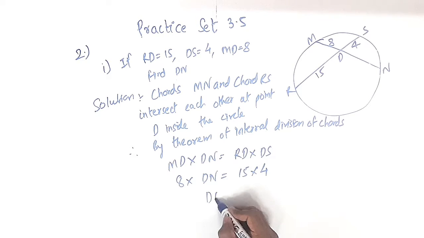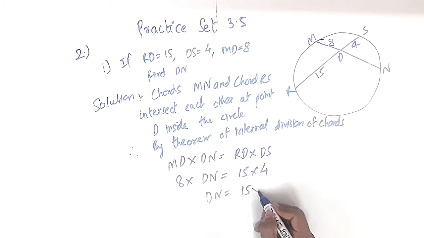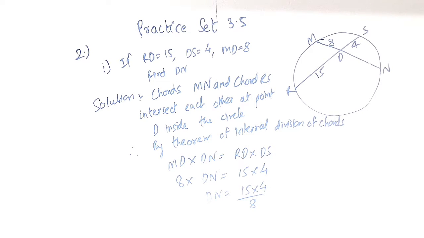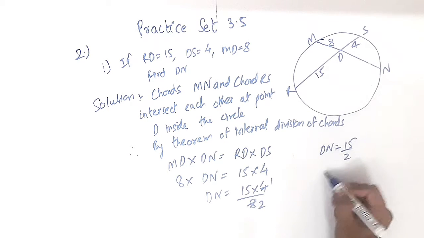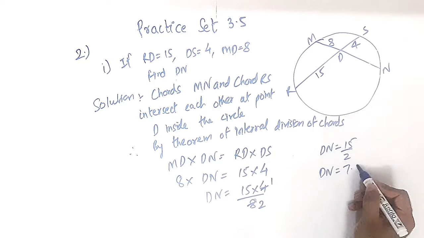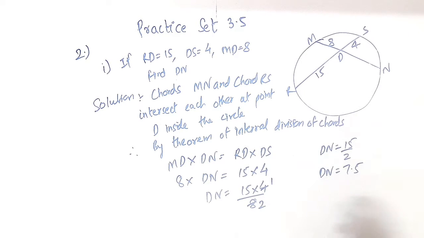MD is 8, DN we have to find, RD is 15, DS is 4. So DN is equal to 15 into 4 upon 8. So 4 ones are 4, 4 twos are 8, what is 15 upon 2? It is 7.5. Centimeter is not given, meter is not given, so keep it as it is.